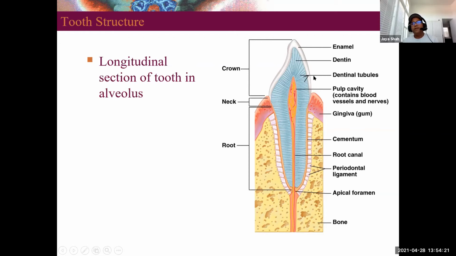When you have a cavity in your teeth, that means you have eroded the enamel and the dentin, and sometimes it reaches your pulp cavity, and that's the time it hurts a lot. Even cold air or cold food can give you hypersensitivity. And if the infection spreads in this cavity, then you have to do a root canal.